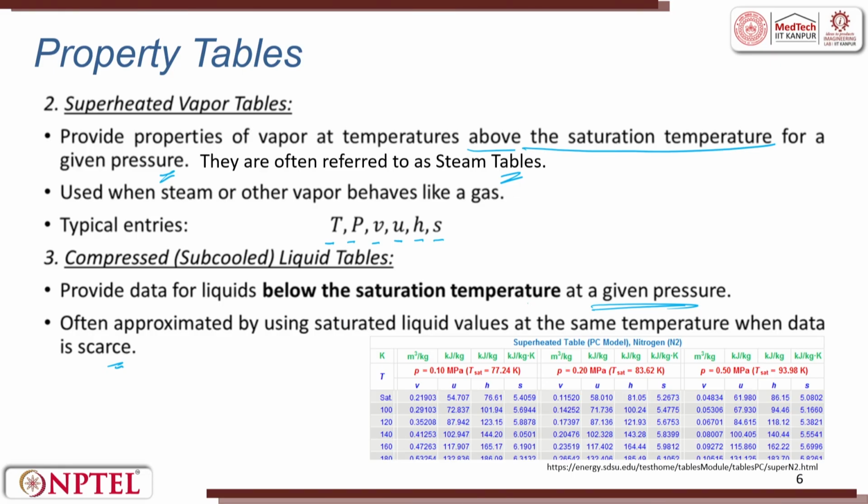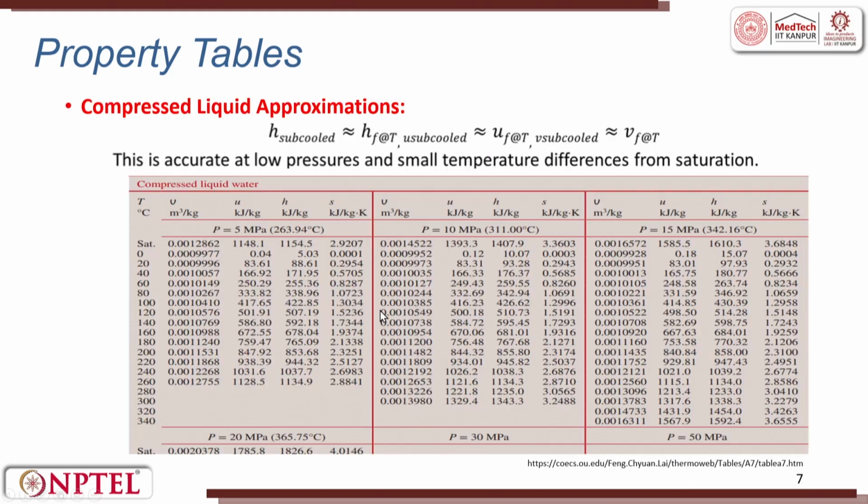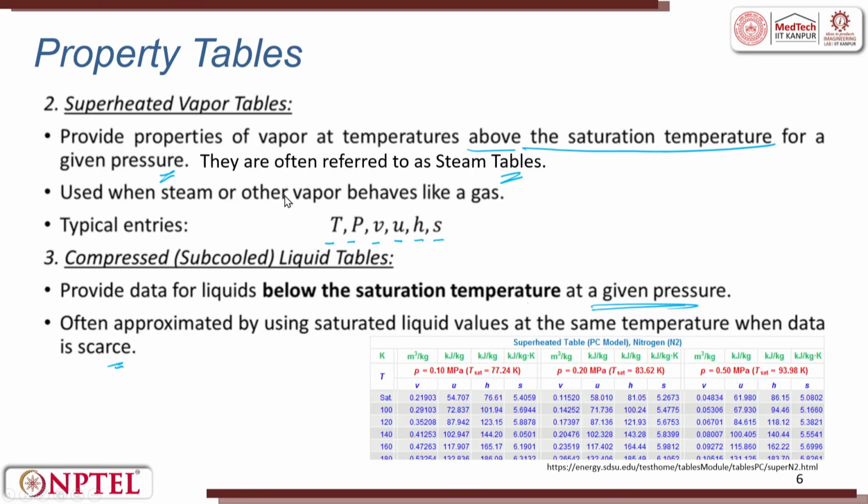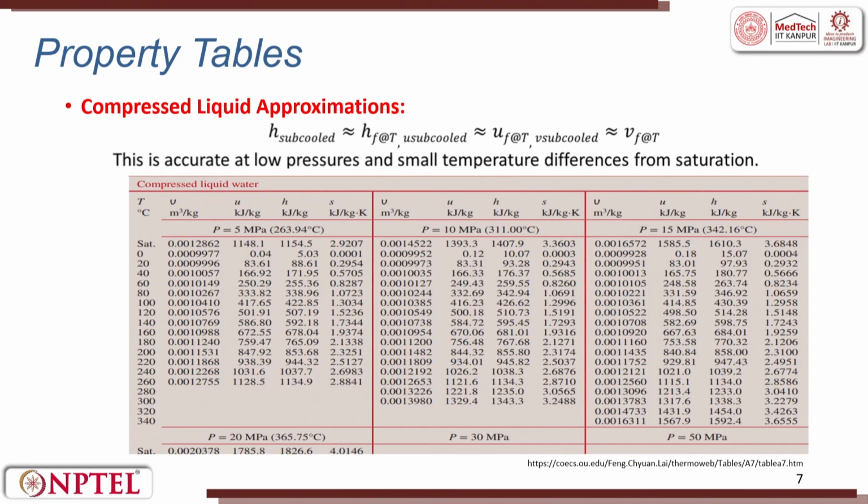So, the same table is given here very clearly. Then it is compressed liquid approximation. What is compressed liquid approximation? Compressed liquid approximation is below the saturation temperature at a given pressure. So, this was above the saturation temperature. So, the values are given where saturation temperature is given, then V, U, H, S.